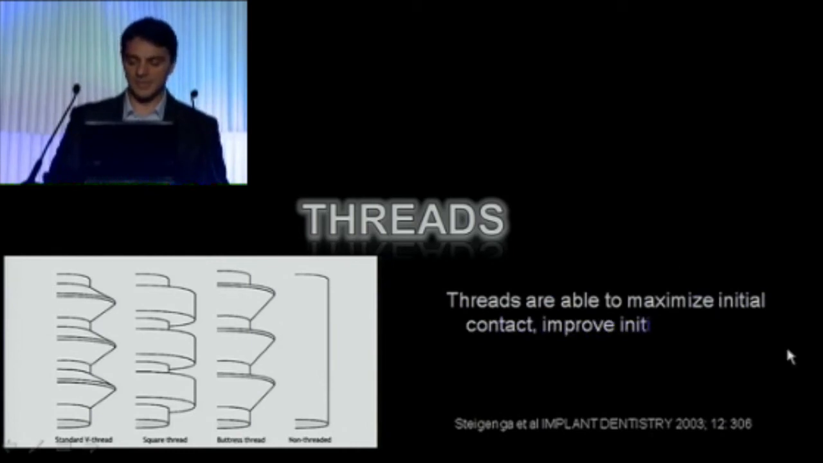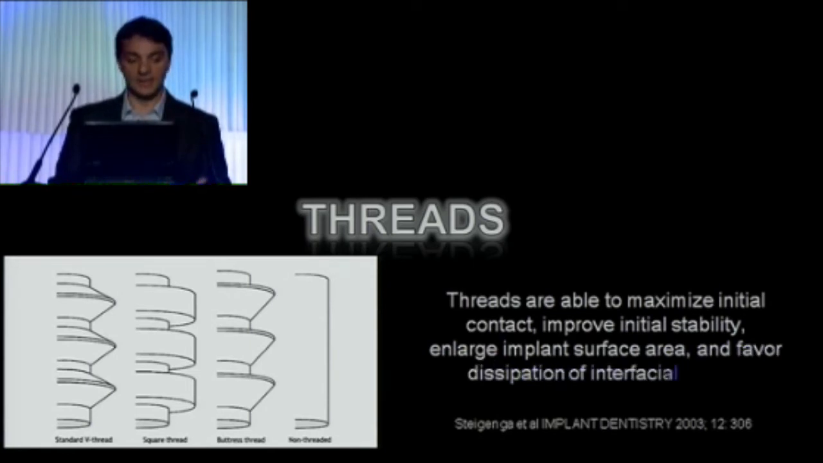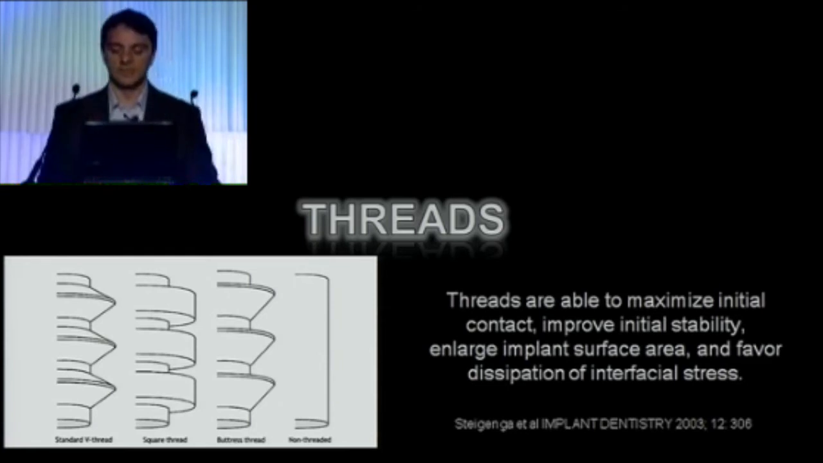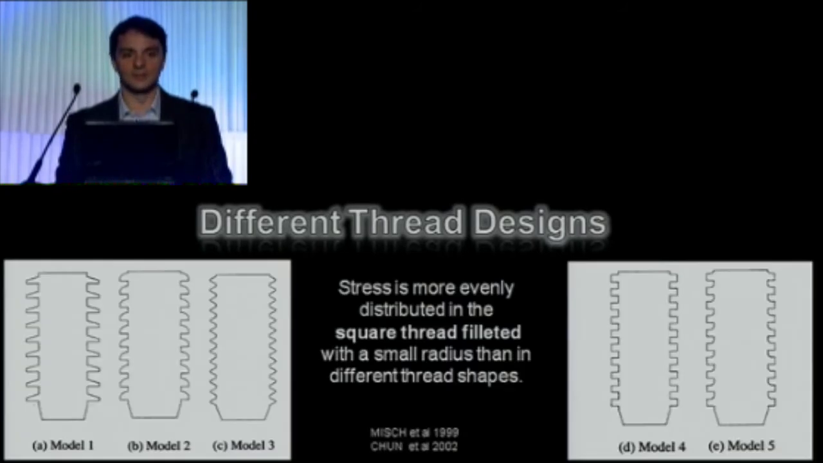Threads are very important because they are able to increase the contact between the implant and the bone initially. They can increase, of course, the primary stability, and we have seen how. And they can enlarge the implant surface area, and, most important, when the implant is integrated and you start loading, they can favor the dissipation of the interfacial stress. You can see how many different thread geometries we have. Let's look at who wins the battle, which is the best stress dissipator of the load.